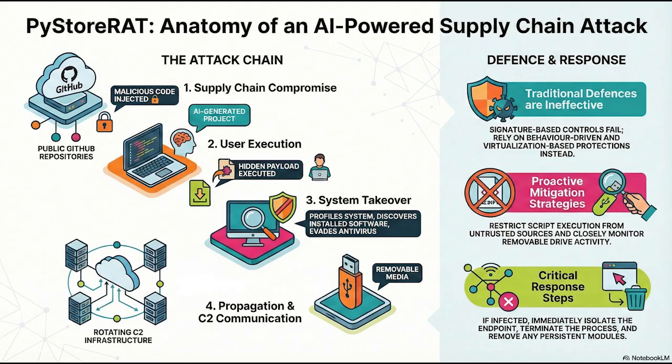Okay, let's unpack this operation then. Let's start at the point of entry. It all begins with deception in the supply chain. Yeah. I think the MITRE framework calls it T1195.002. Right. And it leverages GitHub, a platform that's built on community and trust. And that trust model is the primary vector.